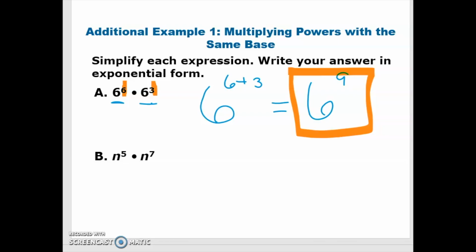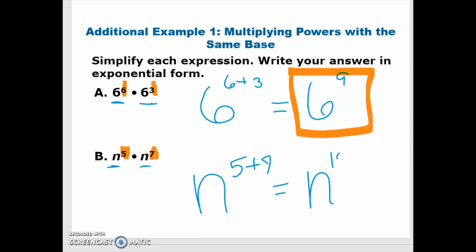So let's take a look at the next example. Now we have n to the 5th times n to the 7th. The base is the same, so we keep the base n, and we look at our exponents, 5 and 7, we add those together, 5 plus 7. So in exponential form, we have n to the 12th power. So that's how we would multiply two exponents that have the same base.